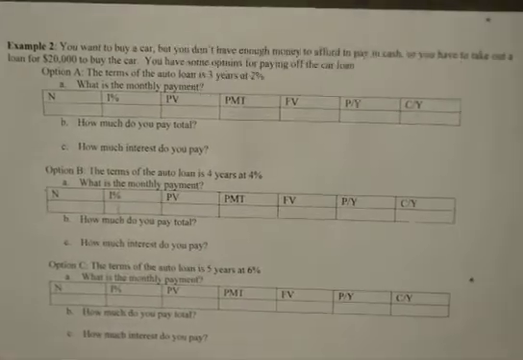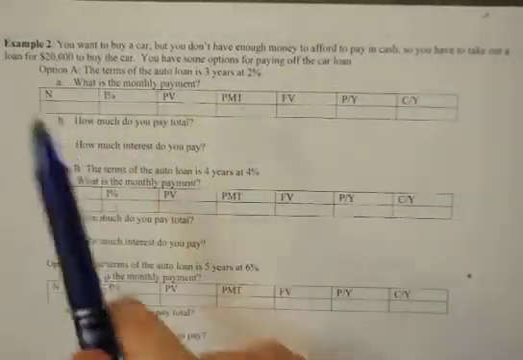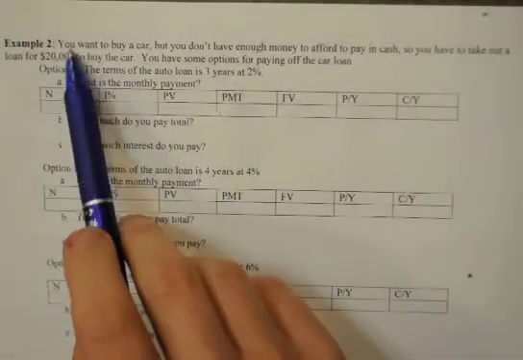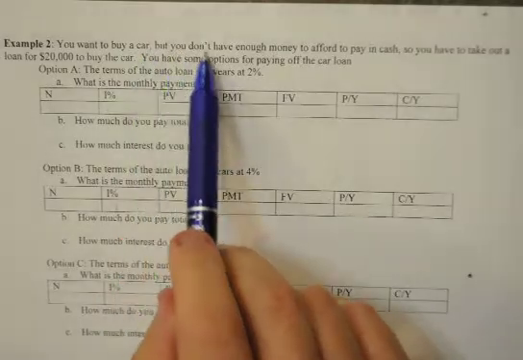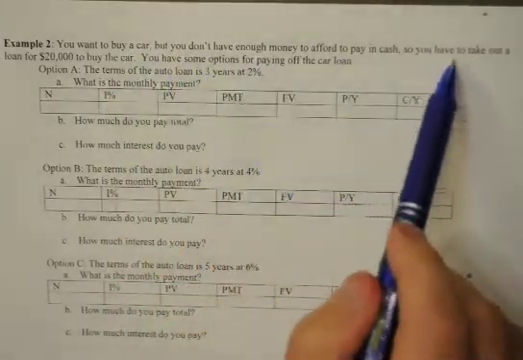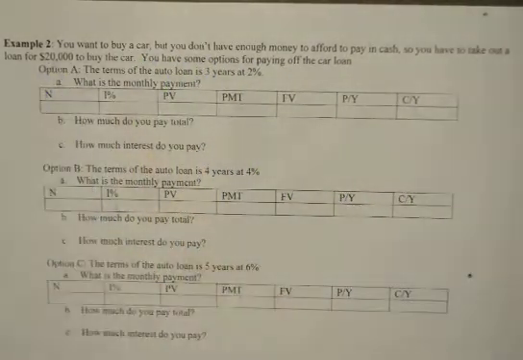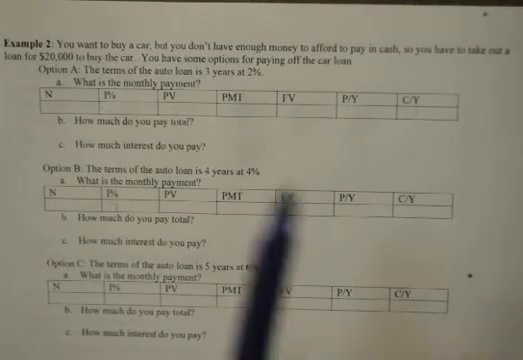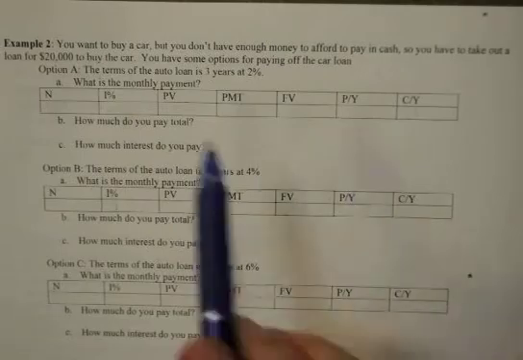Back to example 2 on the other page. This is not the most important lesson you ever had. Here we go. We want to buy a car now. You don't have enough money, so you have to take a loan for $20,000. It's called financing an auto loan. You need to finance that amount, which means you need to take a loan out for that amount.